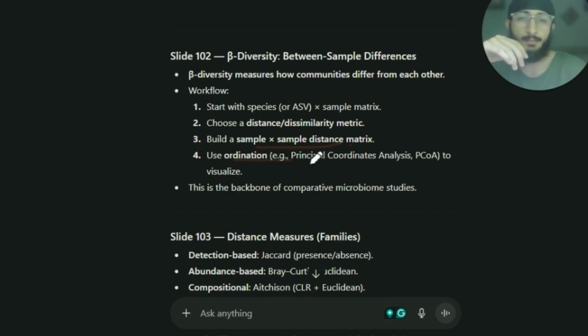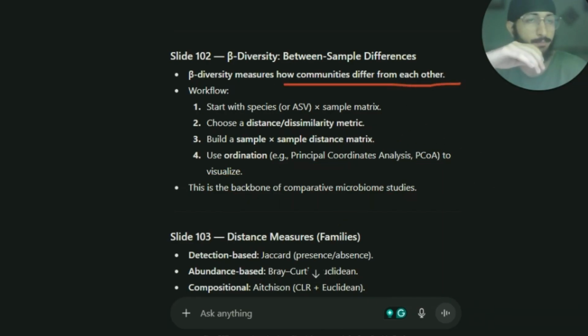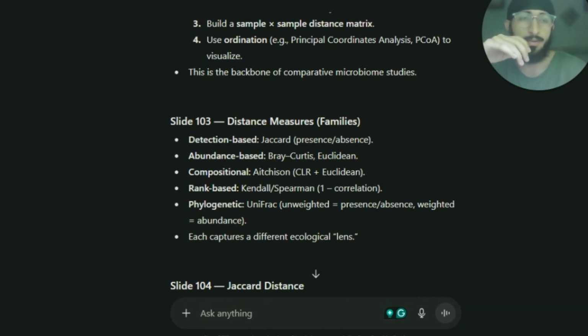That is, for example, principal coordinate analysis, PCoA. This is not principal component analysis. This is principal coordinate analysis. So PCoA is used to visualize, and this is the backbone of comparative microbiome studies to measure how communities differ from each other.